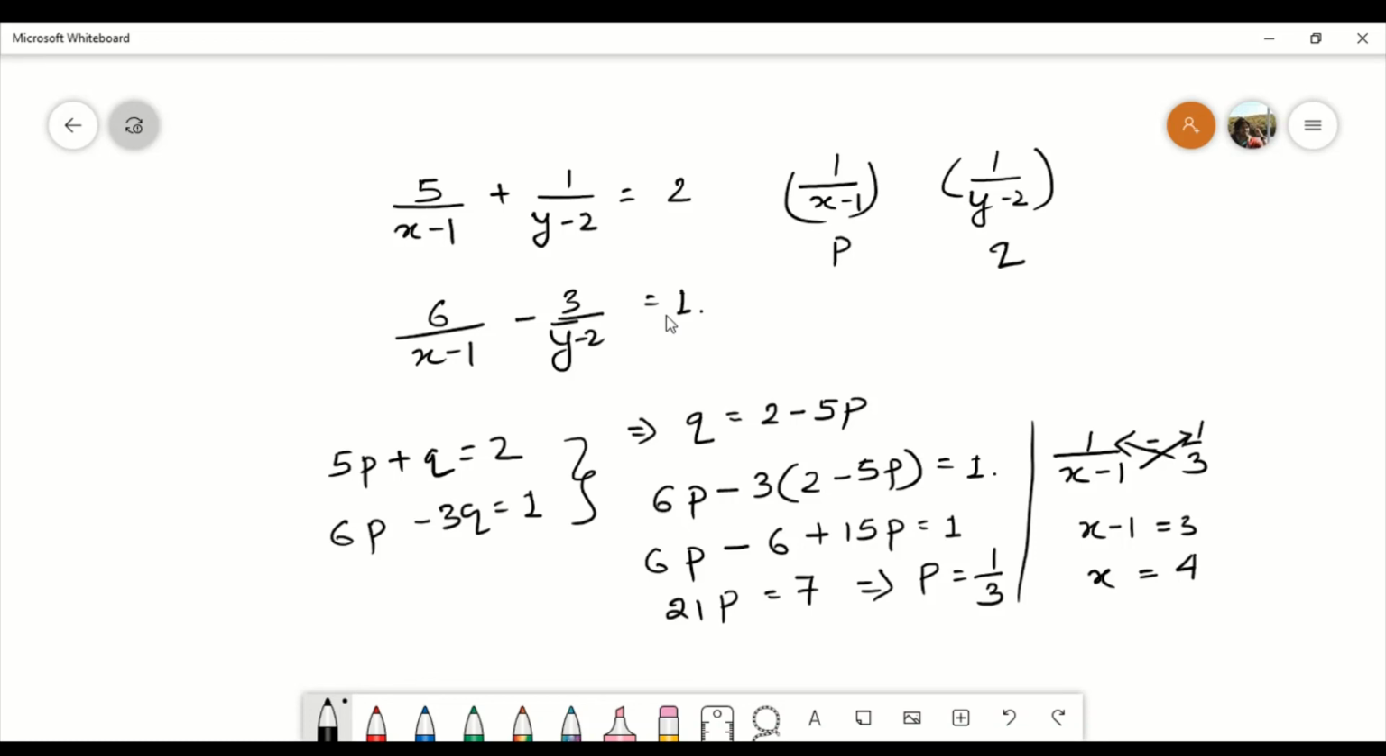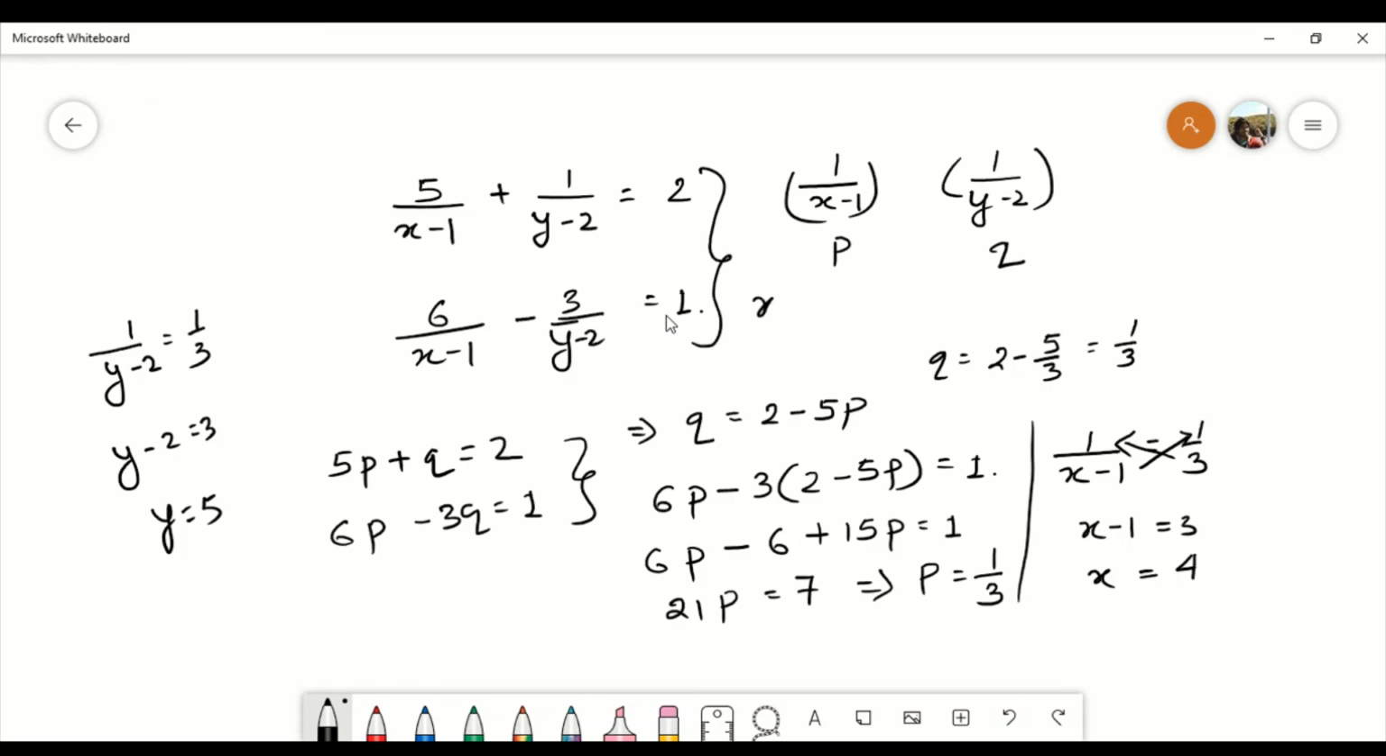Similarly, we can put p's value in this particular equation. So our q will be 2 minus 5 by 3, which is 1 by 3 again, right? So 1 upon y minus 2 equal to 1 by 3. So y minus 2 is 3 and y is 5. So our answer is x is 4 and y is 5.